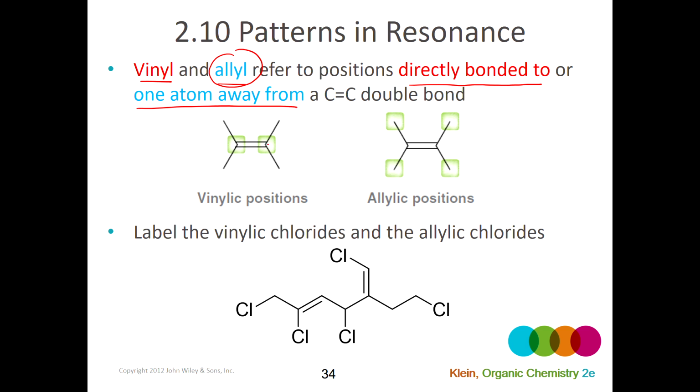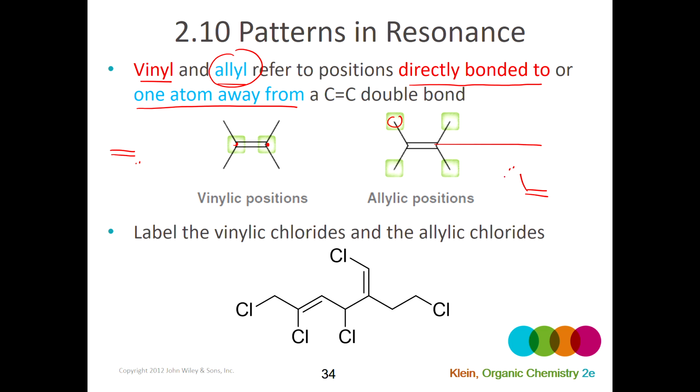So here are my vinylic sites. Those are the ones directly involved in the double bond. Right? So if I had a vinylic lone pair, it would be directly on that. Allylic positions are one more atom away. So an allylic lone pair would be not directly on the atom involved in the double bond, but one more atom away.